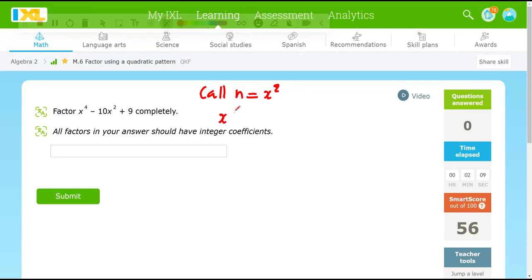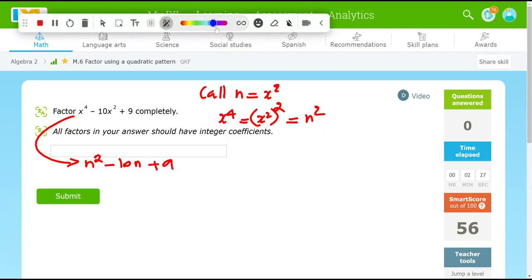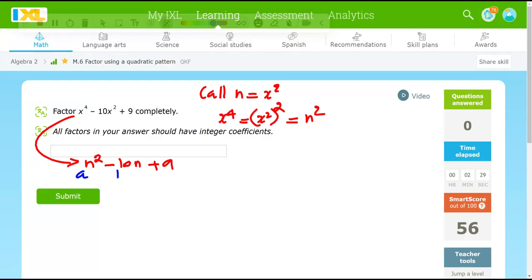So if you have x to the 4, which means x squared and then square one more time, which is n squared. Okay? So now from over here, I can rewrite this in terms of n as n squared subtract 10n plus 9. So now I can find my A, B, C. This is A, B, and C. So number 1 is for the A. It's a hidden number 1.